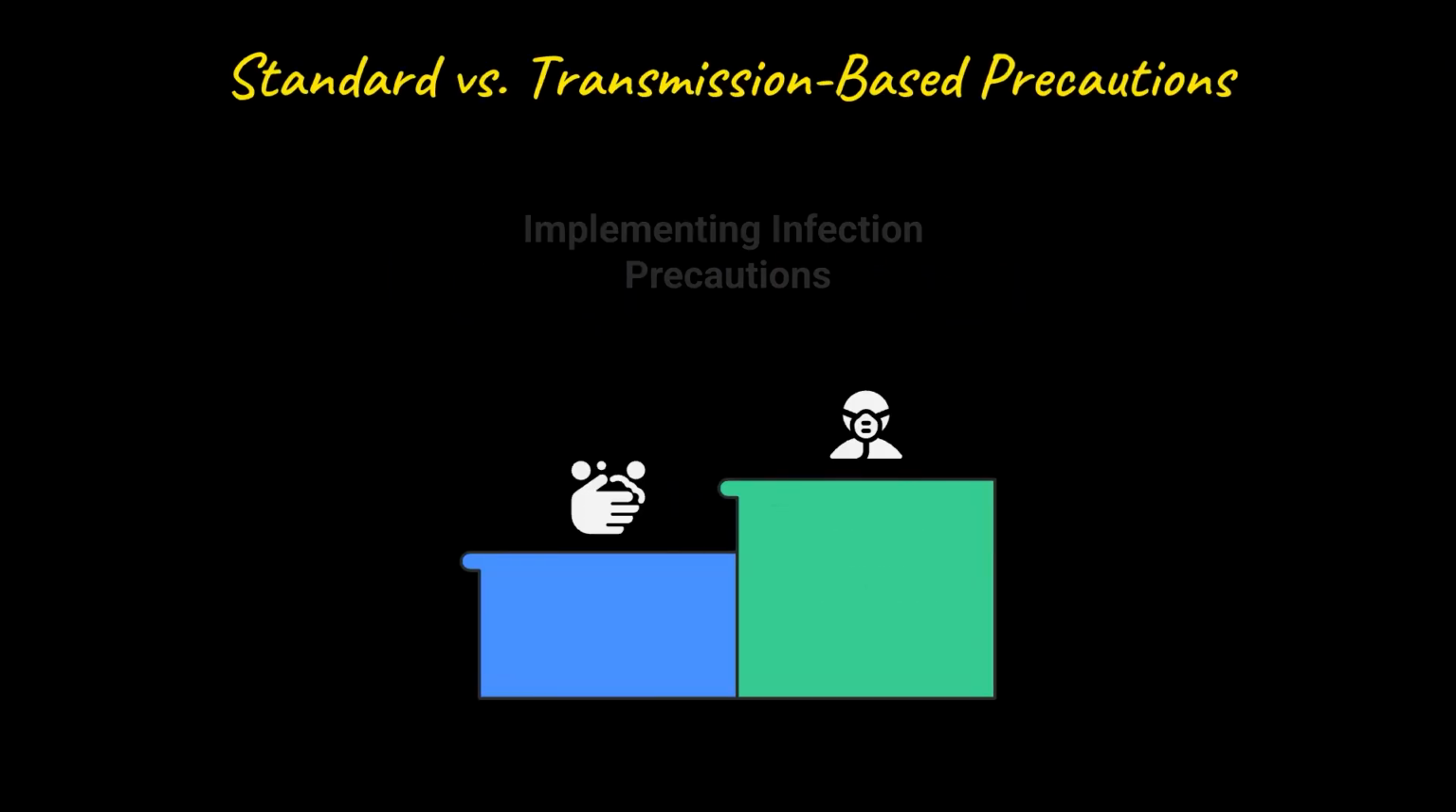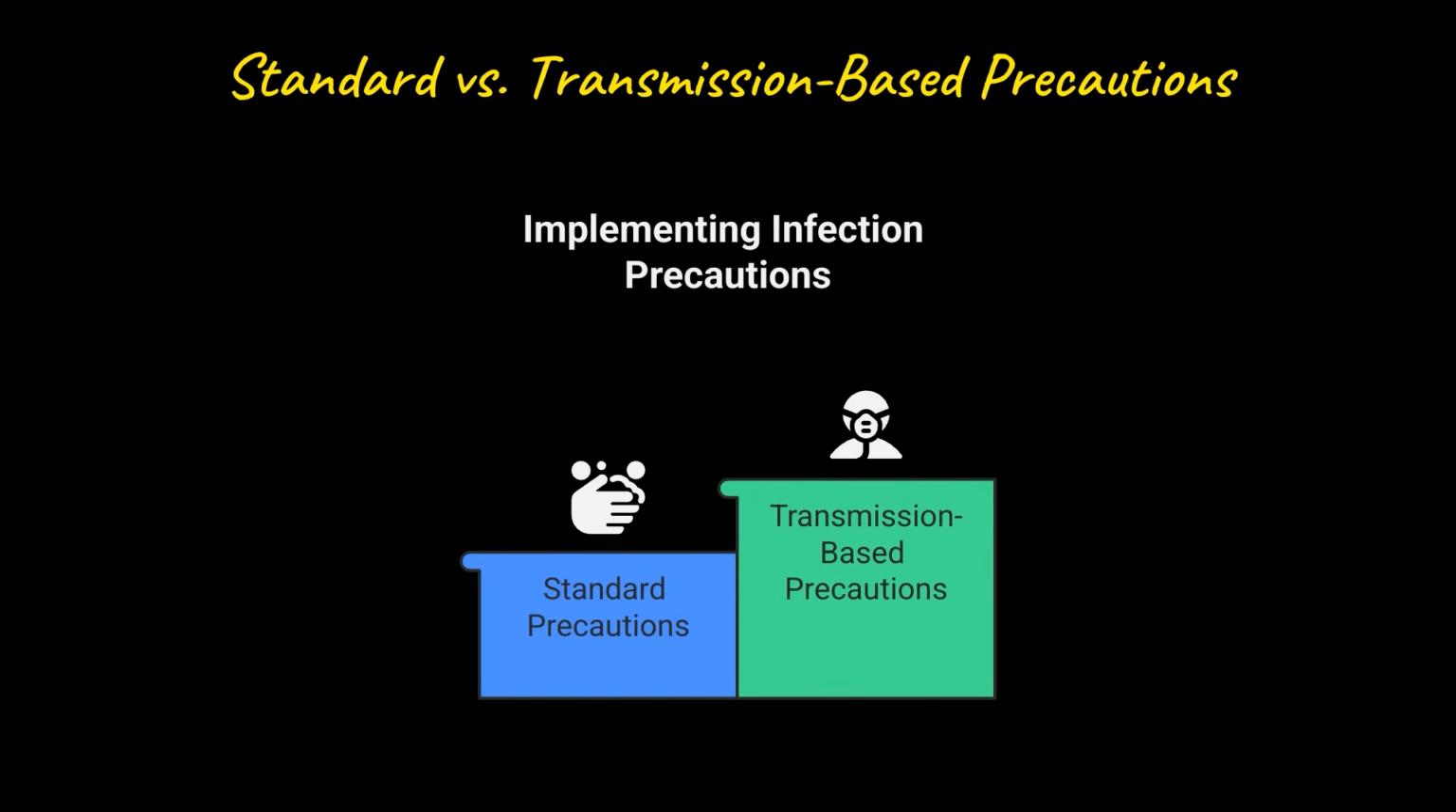It is important not to confuse standard precautions with transmission-based precautions. Standard precautions are the floor that never lifts for anyone. Transmission-based precautions are extra measures added on top when a specific, highly contagious agent is identified. They build on the baseline rather than replacing it.